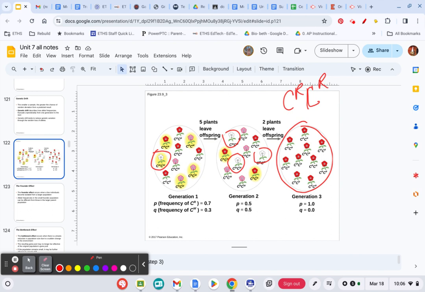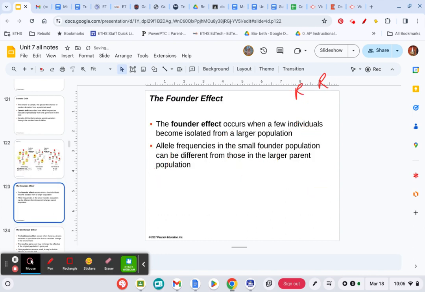And that oftentimes is not good, because if you don't have some variation and the environment changes in some way, that could mean bad things for the population. Here it's flower color, which is not necessarily that big of a deal. There are 2 types of genetic drift. So this is number 1, the founder effect.